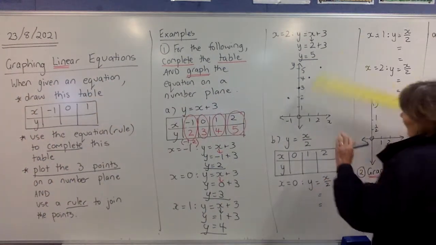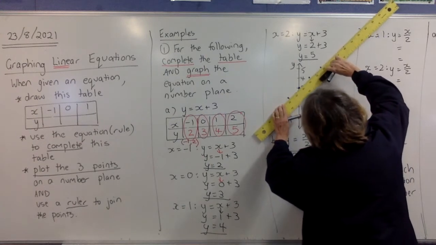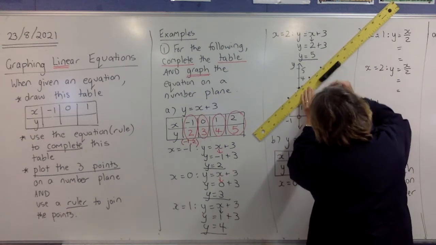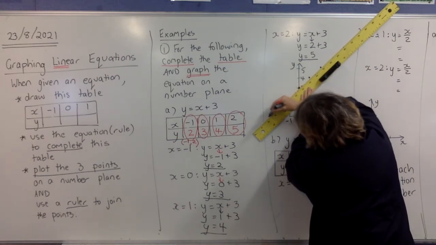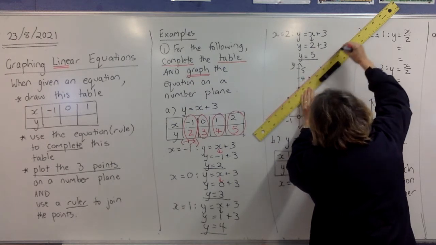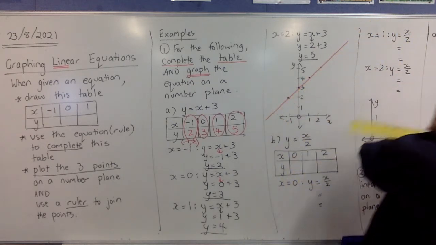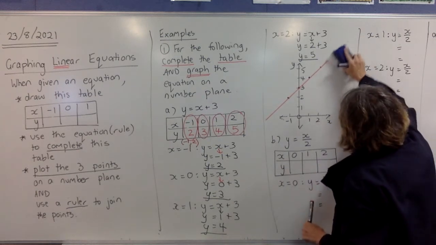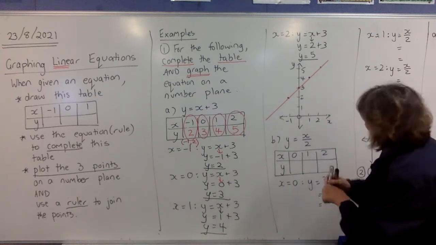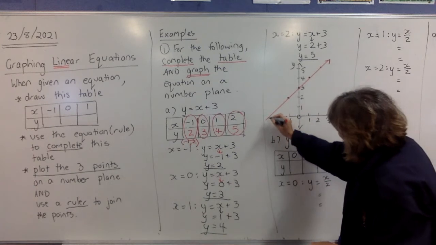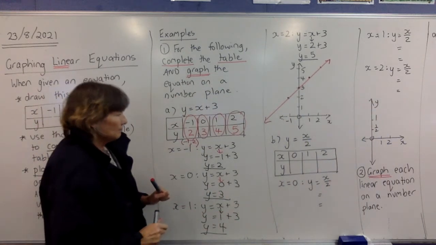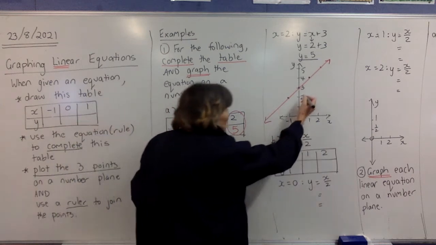So now we're going to get our ruler, put it along our 4 points, and we're going to join through them, but we're going to go further than what they've said. We go all the way down here and all the way up. And make sure you've got arrowheads on the end. And this one goes all the way down there. Put arrowheads on the end of your line. Okay, so now we're going to do the next one.